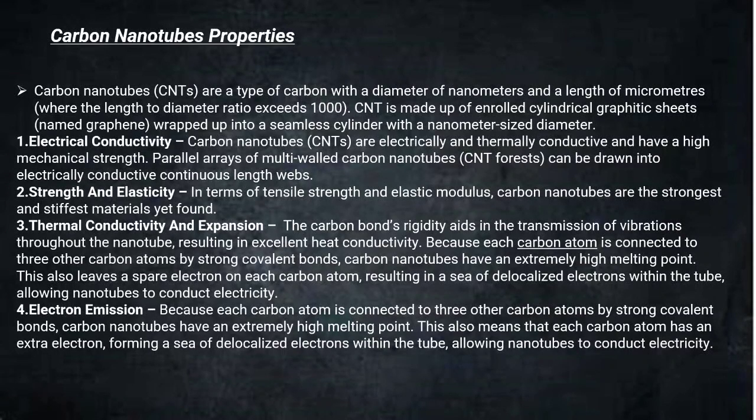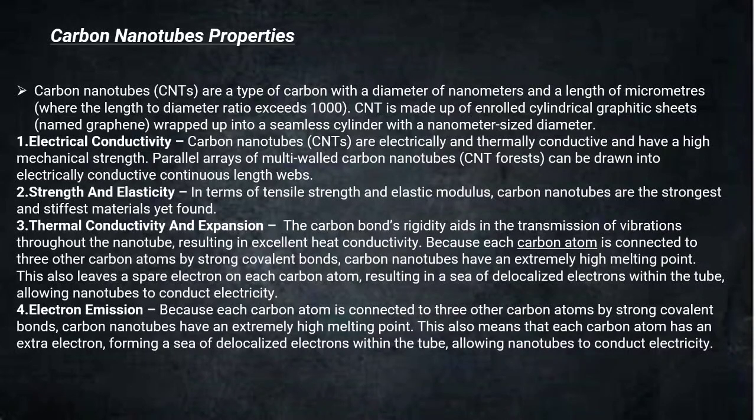The carbon bond's rigidity aids in the transmission of vibration throughout the nanotube, resulting in excellent heat conductivity because each carbon atom is connected to three other carbon atoms by strong covalent bonds. Carbon nanotubes have an extremely high melting point. This also leaves a spare electron on each carbon atom, resulting in a sea of delocalized electrons within the tube, allowing nanotubes to conduct electricity. And the last is electron emission.